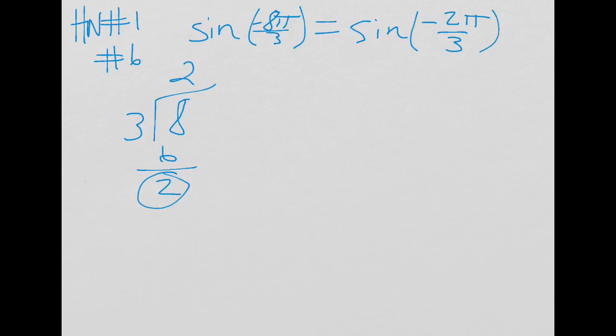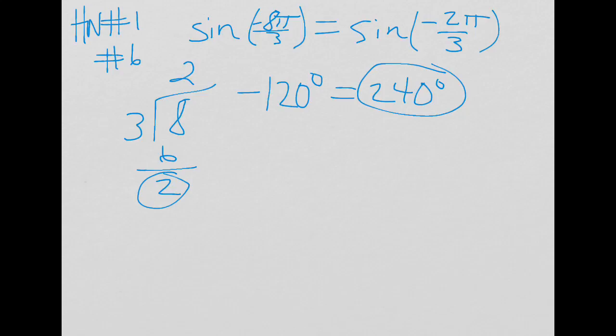So you have to go back. Since it's negative 2 pi over 3, we've got to go backwards 2 pi over 3. So what's 2 pi over 3 as a positive? 2 pi over 3 is 120. So we need to go backwards 120 degrees on the unit circle, which is what? 240 degrees. That's the angle we want to look at. So what's the y value at 240 degrees?